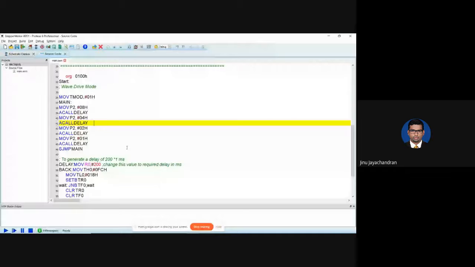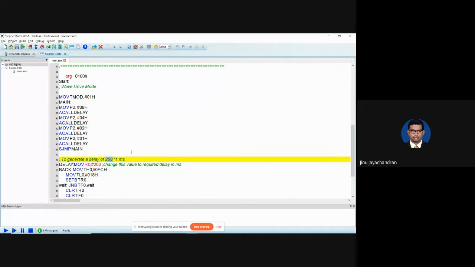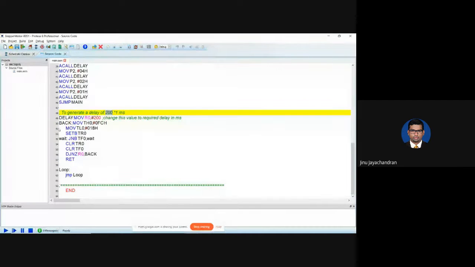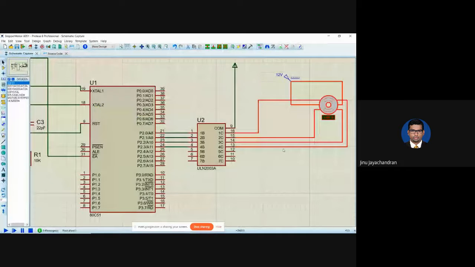But the problem might occur at some point. It will have a haywire behavior. Haywire means it will go into chaos mode. You don't know what the motor will do. Sometimes it will rotate, sometimes it will not, sometimes it will stop, etc. So to be on the safer side, I have put a delay of 200 milliseconds. So this is all that is needed to understand in stepper motor interfacing.